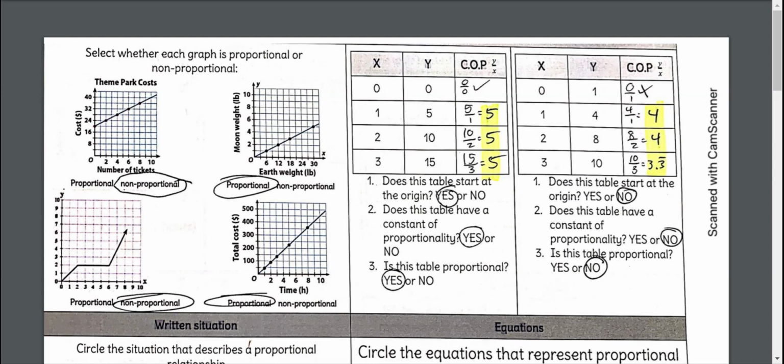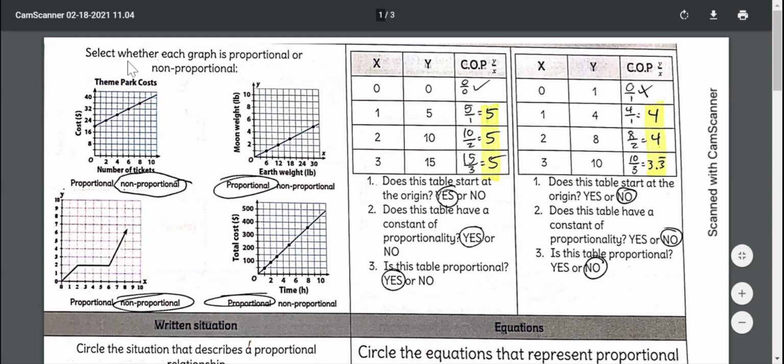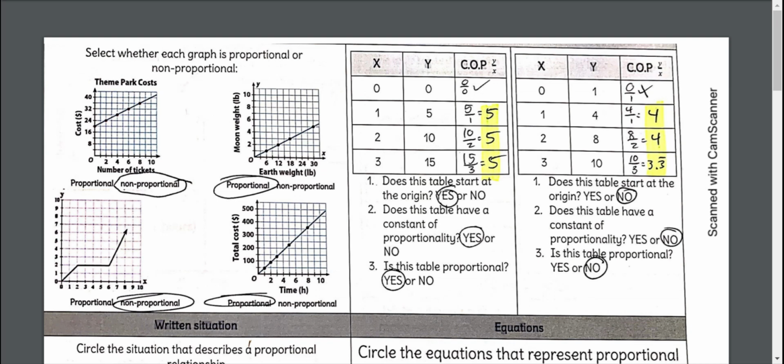So first, looking at the graphs here, you're going to select whether each graph is proportional or non-proportional. I'm not going to go super in-depth with this, but just remember proportional graphs have to start at the origin and they have to be a straight line. They have to have both of those. If it's not both of those, it's non-proportional.